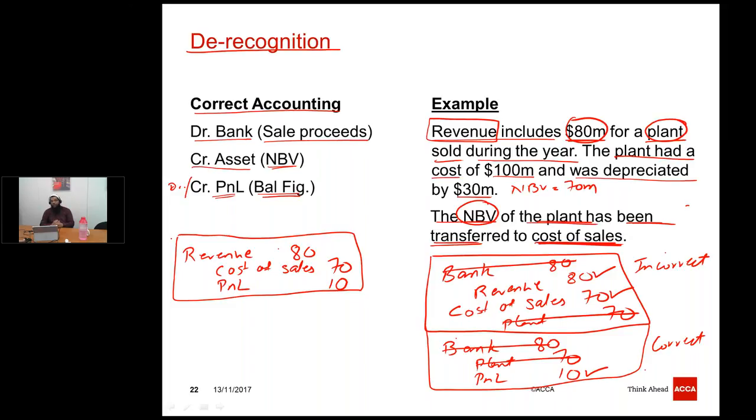So this is how normally the derecognition question can be asked. Either both of them will be recorded, revenue and cost of sales, or only the revenue will be recorded by the question and you will be expected to write the remaining transaction.